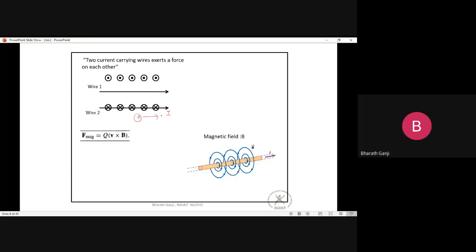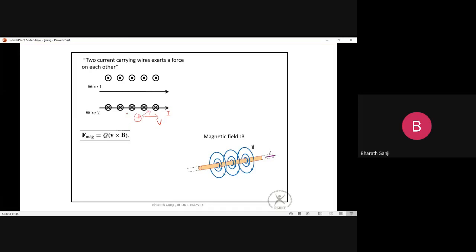So if you think like that, current in this direction conventionally, so if you assume that the positive charges are actually moving in this direction, then if a positive charge is moving in this direction, so the velocity is in this direction, and I can see that the magnetic field is coming out of the magnetic field is not coming out, it is going into the board.